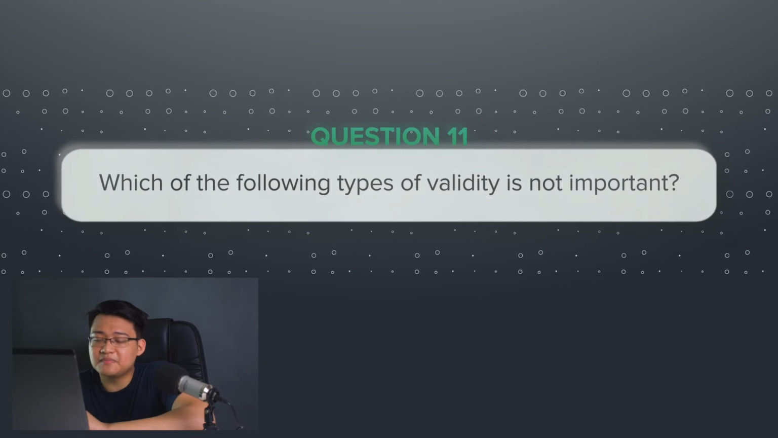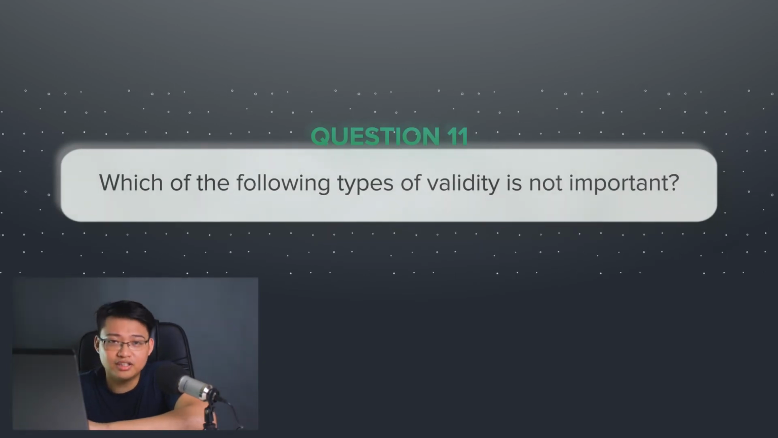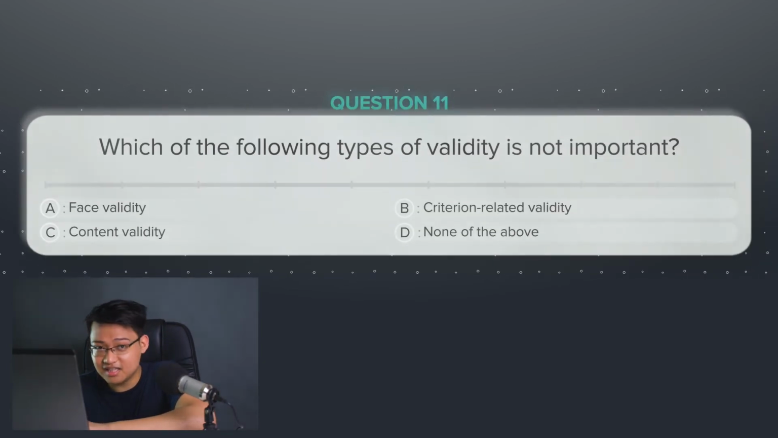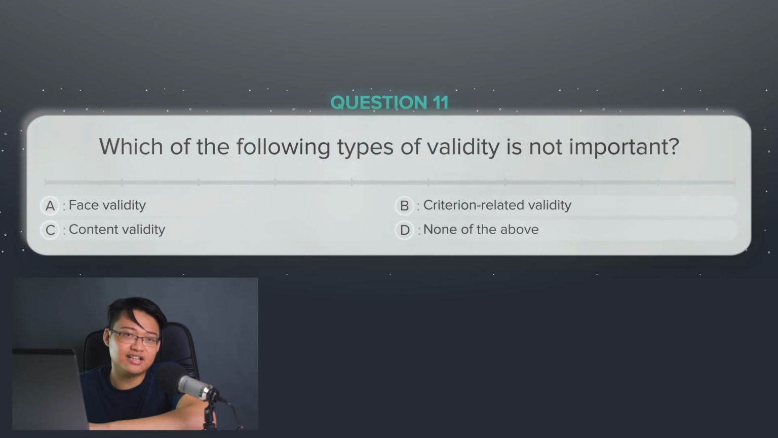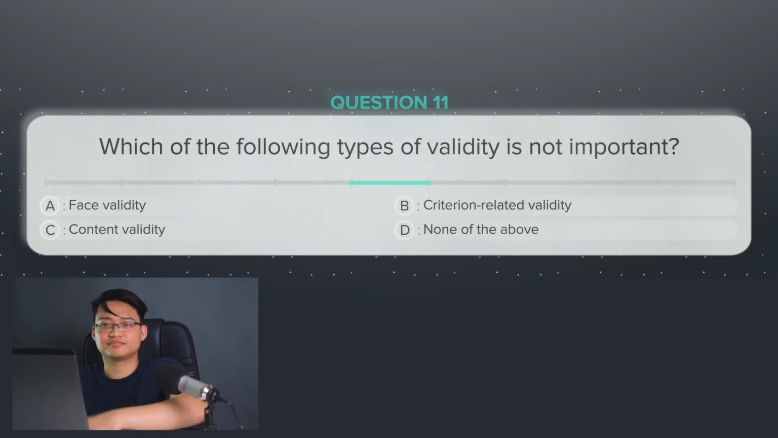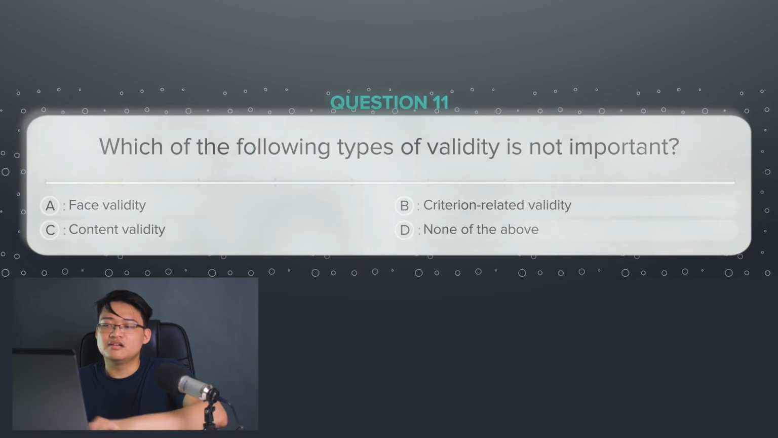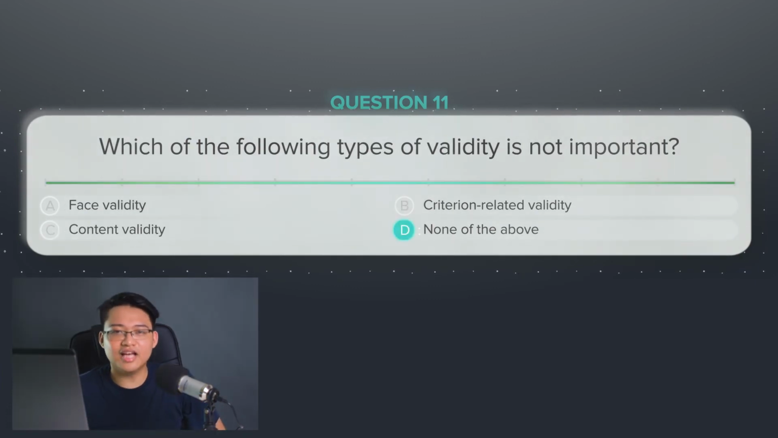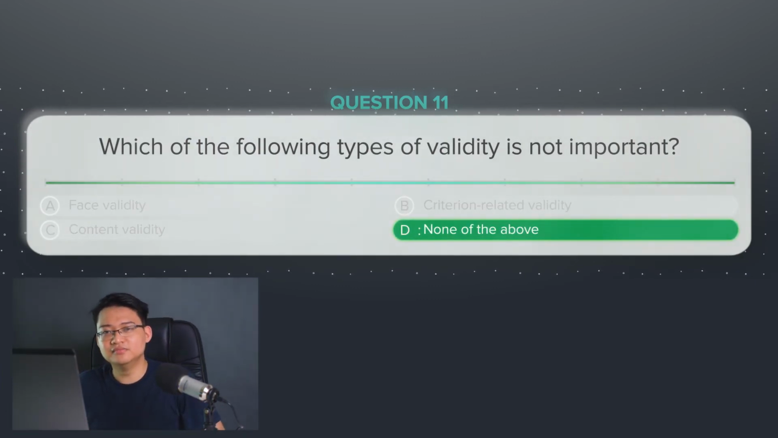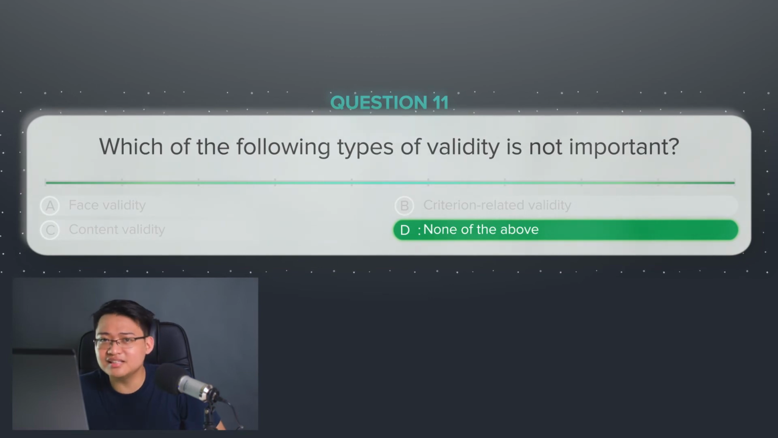Which of the following types of validity is not important? A. Face validity. B. Criterion-related validity. C. Content validity. Or D. None of the above. And the correct answer is letter D. None of the above. Well, I'm asking which validity is not important. Well, all validity is important.